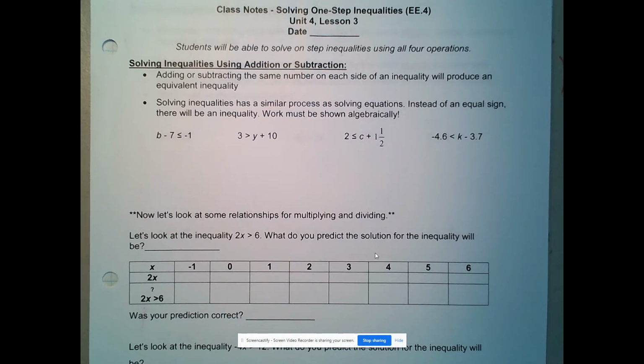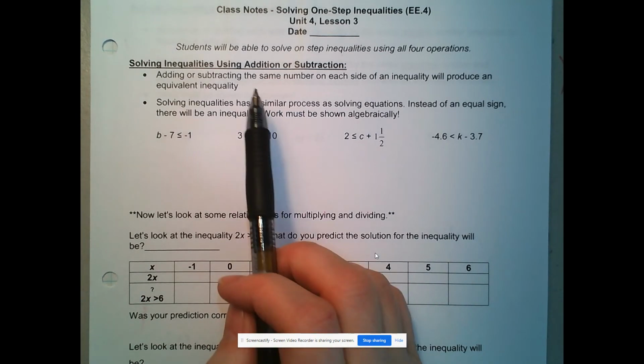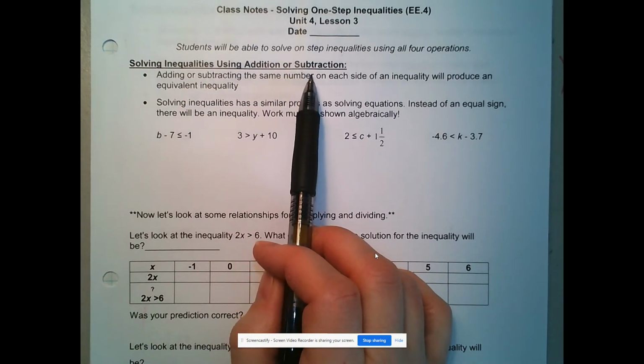Right, so today we're going to move on and continue talking about inequalities, but we're going to solve some inequalities. The same way we solved equations, we will use those same strategies for solving inequalities. Same way we started with one-step equations, we're going to start with one-step inequalities. So, solving inequalities using addition or subtraction.